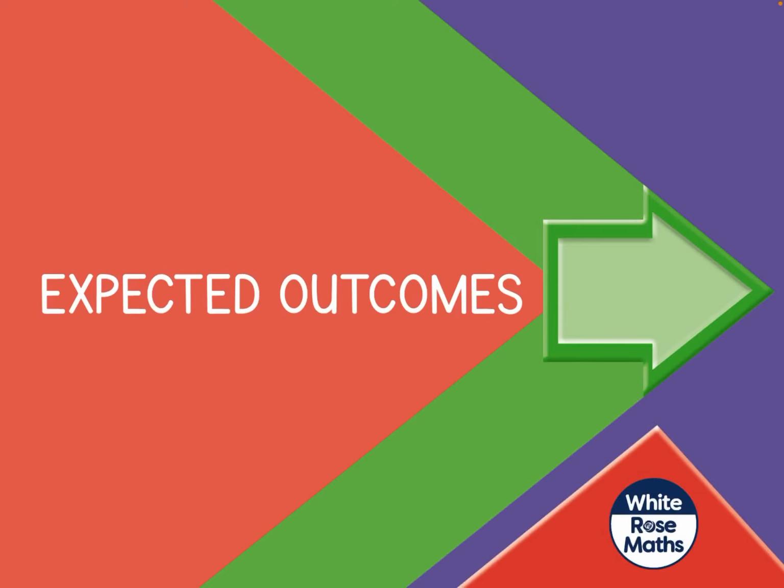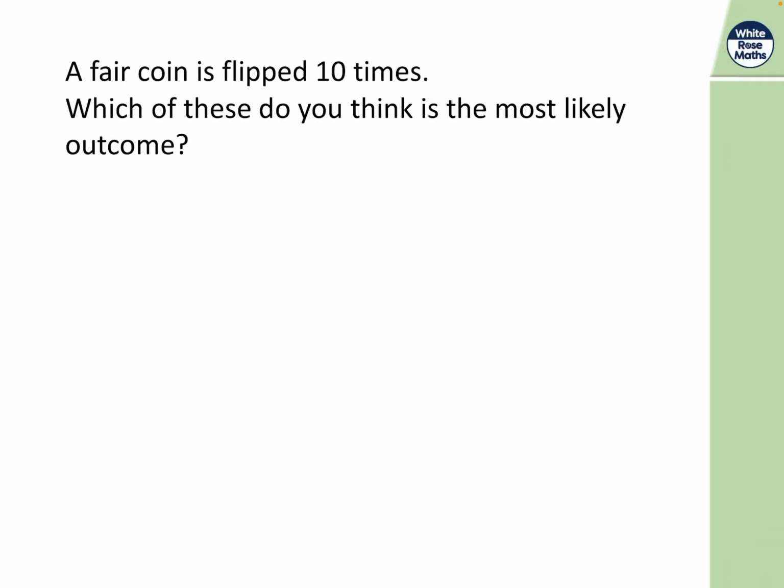I'm just going to talk you through this PowerPoint on expected outcomes, which is the next thing that we're doing in probability. So expected outcomes is talking about what you expect to happen or what you think could happen based on the probability of a certain event or a certain outcome.